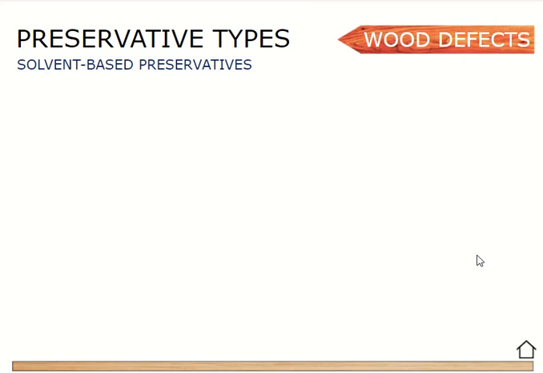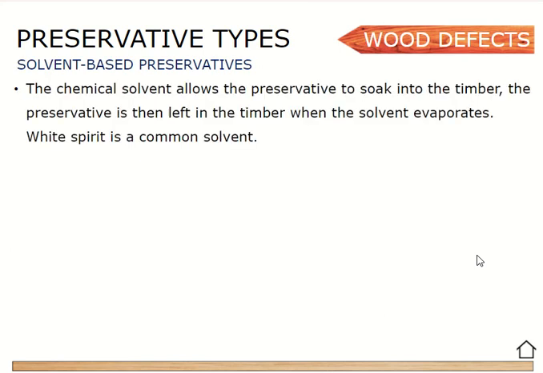And the next one, then the final one there, was the solvent based. Okay, so solvent based is kind of our traditional one. It's a chemical solvent which allows the preservative to soak into the timber. The preservative is then left in the timber when the solvent evaporates. Okay, white spirit is commonly used. So I don't know if you've ever heard of white spirits, guys. Okay, so it's a clear kind of liquid and it's mixed in with a lot of paint.